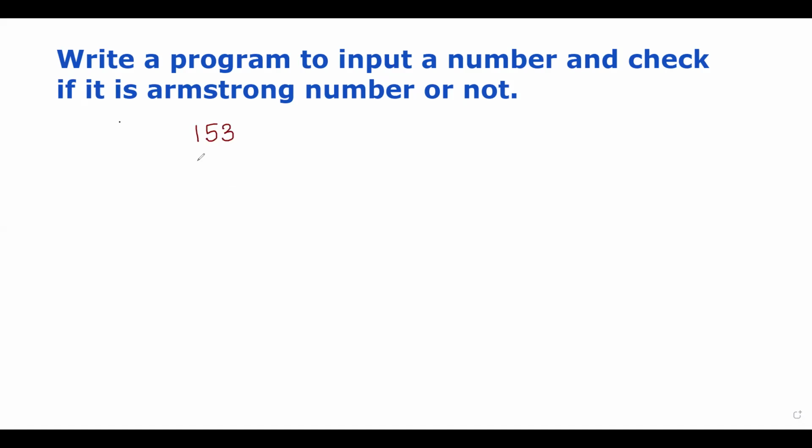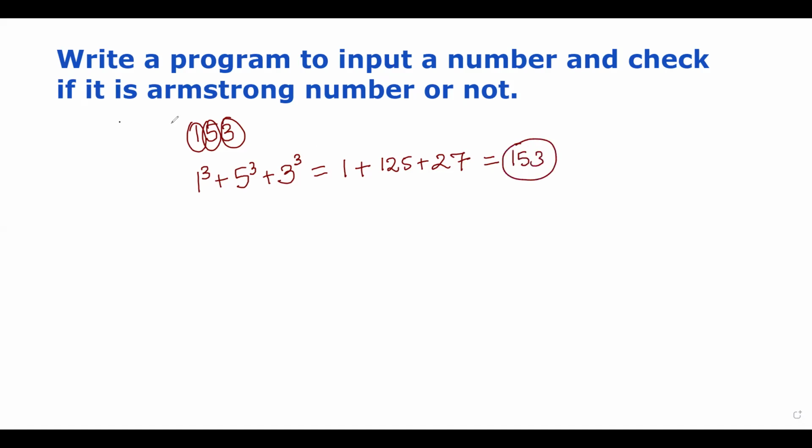Why? Because if I take individual digits from the number, like 1 and do the cube of it, 1 cube, and similarly 5 cube, and then 3 cube, and then add each of these cubes of the digits: 1 cube is 1, 5 cube is 125, and 3 cube is 27. If you add all of these three numbers, 1 plus 125 plus 27, it gives you 153, the number itself. The number was 153, and again we finally get 153.